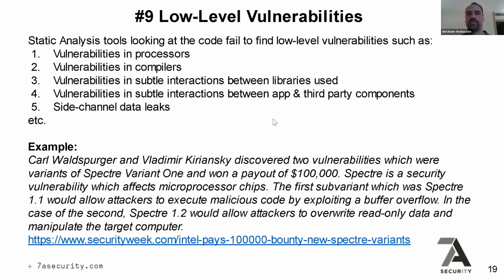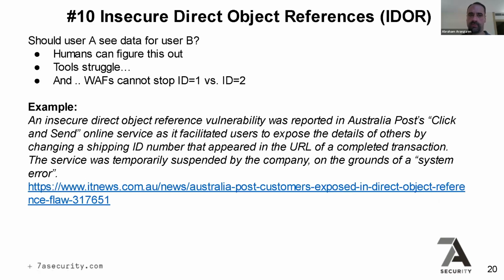And then low-level vulnerabilities, right? So sometimes the vulnerability is not in the code itself, but in the way it's compiled. There's some small difference that then leads to a security problem, right? You can have vulnerabilities in processors, in compilers, subtle interactions between the libraries you use, right? So all this stuff takes a lot of time to test, but sometimes can lead to really crazy vulnerabilities that you would never find otherwise, unless you test the whole thing, right?